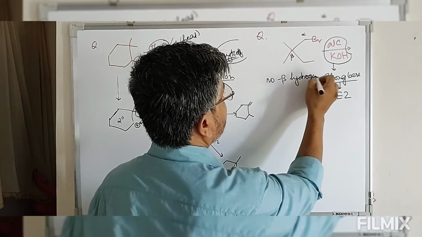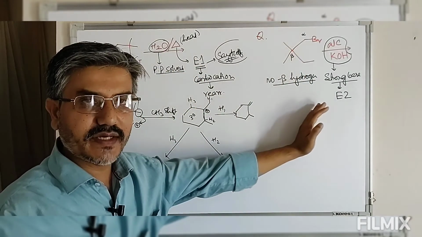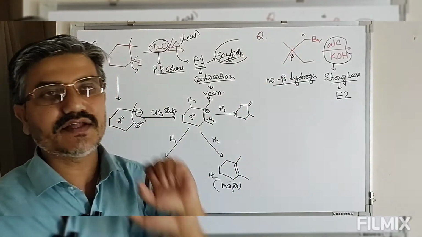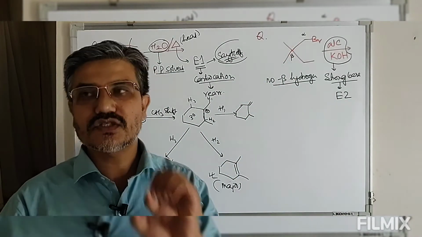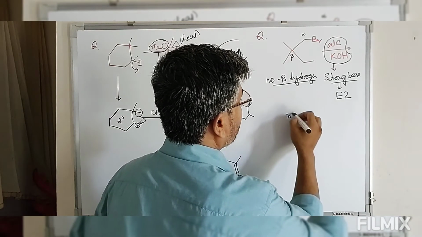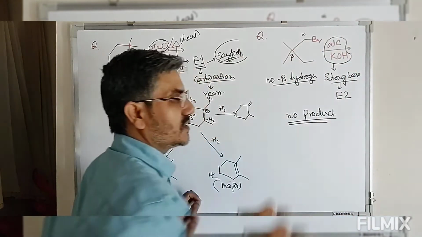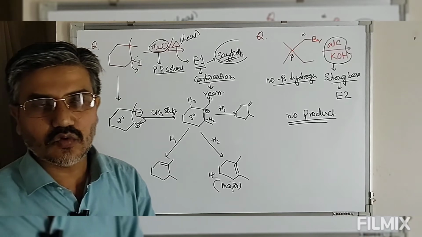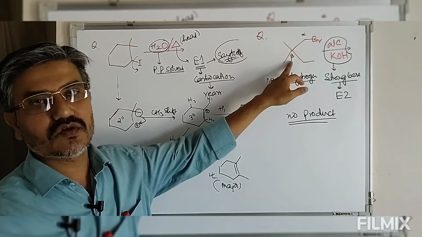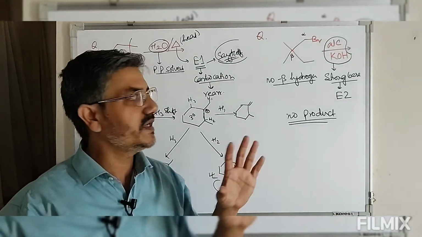So if there is no beta hydrogen, will the reaction occur? Though we have a strong base and an alkyl bromide, and alkyl bromides are more reactive, this alkyl bromide does not have any beta hydrogen. So since this molecule does not contain any beta hydrogen, no elimination product will be formed, or simply we can say this reaction will not take place. Though we have a much more reactive alkyl bromide, there is no beta hydrogen, so no elimination reaction takes place and no product formation will be there in this reaction.